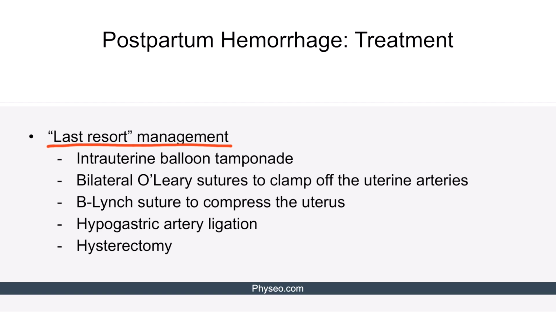The O'Leary suture is a specific technique used to clamp off the uterine arteries bilaterally. The B. Lynch suture is where the suture is thrown around the entire uterus. Hypogastric artery ligation is another option, but it's rarely performed and requires significant skill. Finally, hysterectomy, or removal of the uterus, can be undergone in severe cases where nothing else is working.